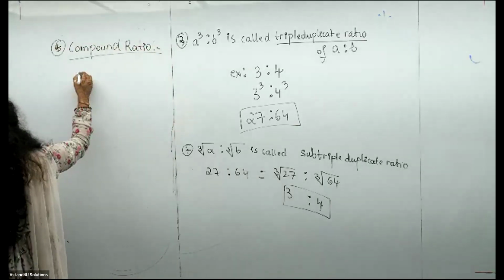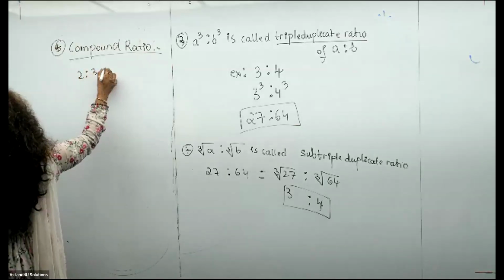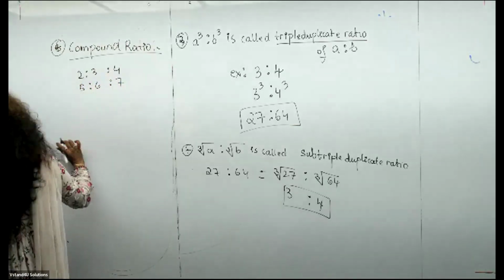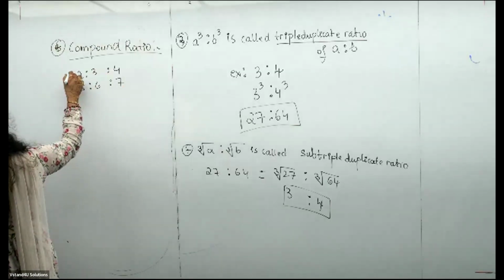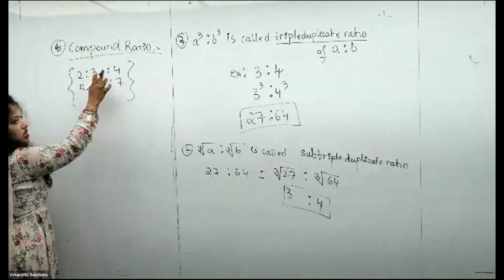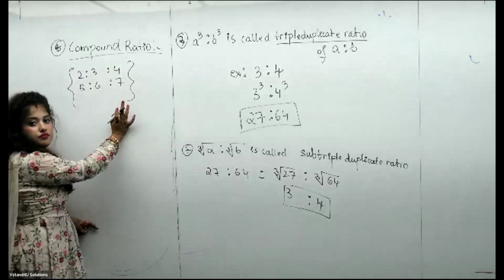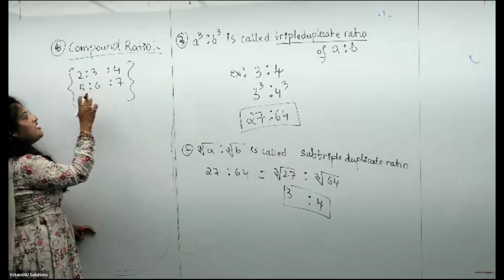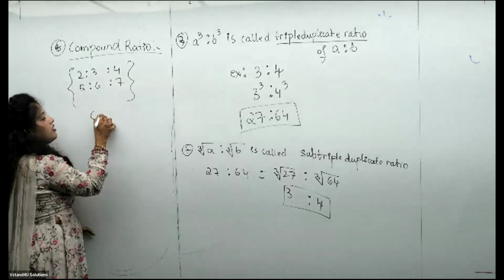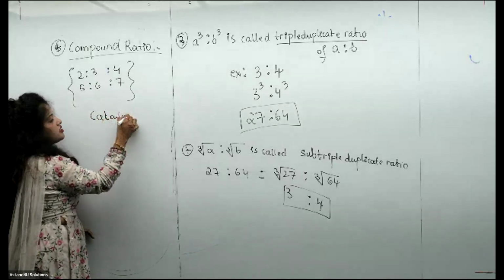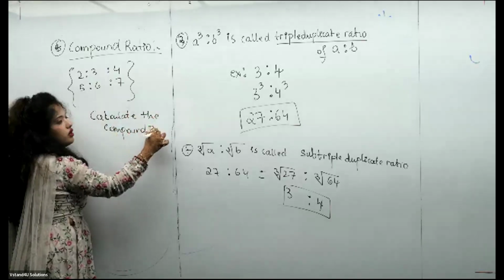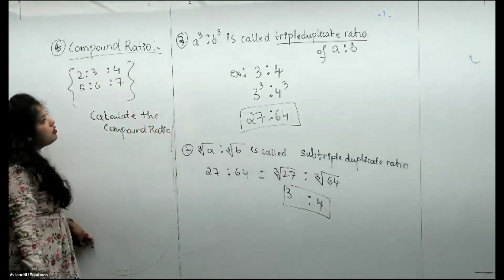So let me consider 2:3:4, and let me consider 5:6:7. Now tell me how to calculate the compound ratio for this. I have one ratio that is 2:3:4, and another ratio, 5:6:7. They are asking me to calculate the compound ratio. How will you calculate the compound ratio?